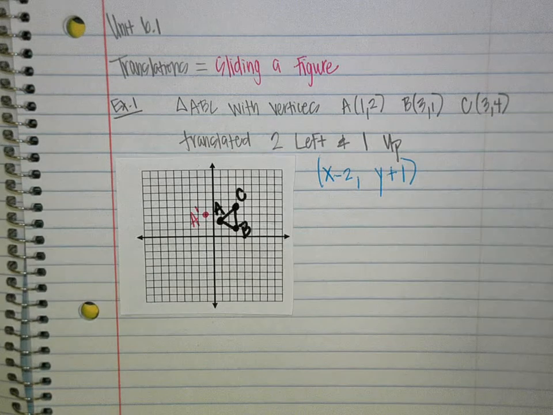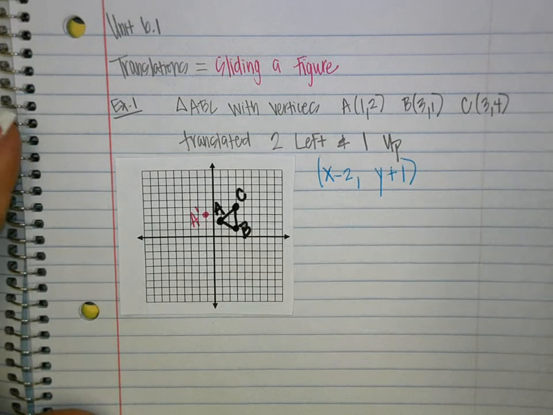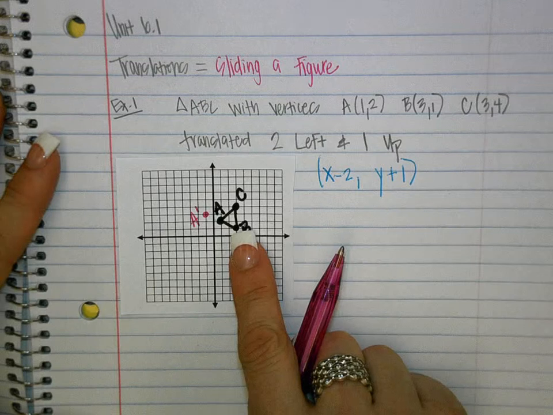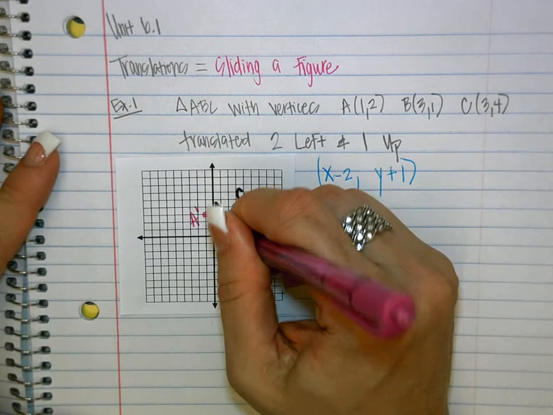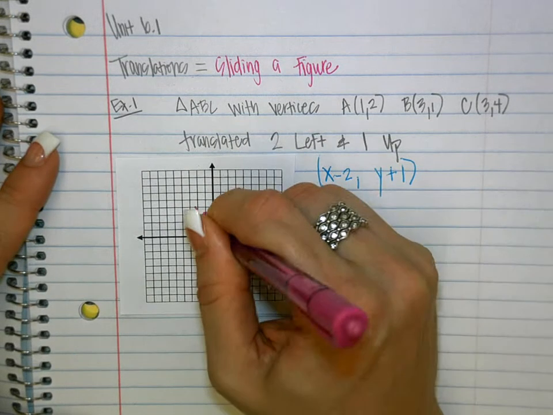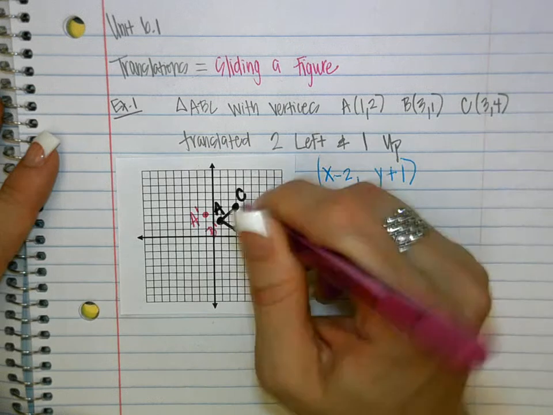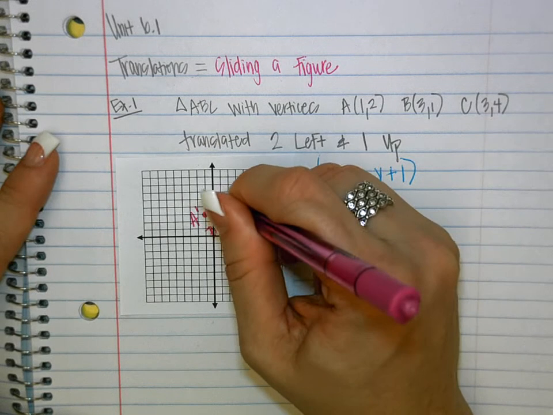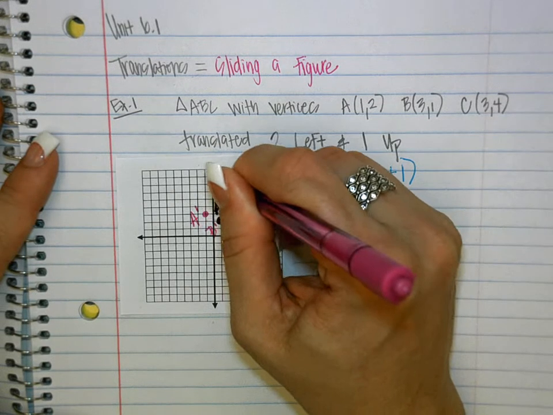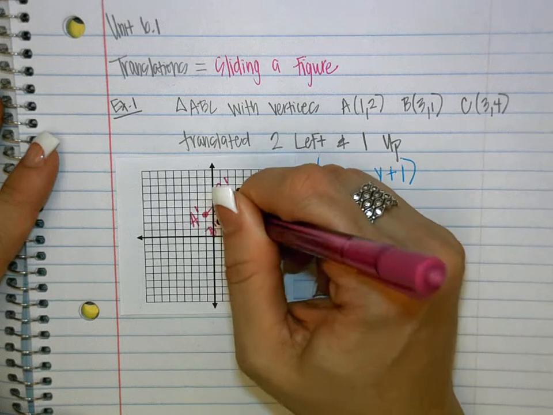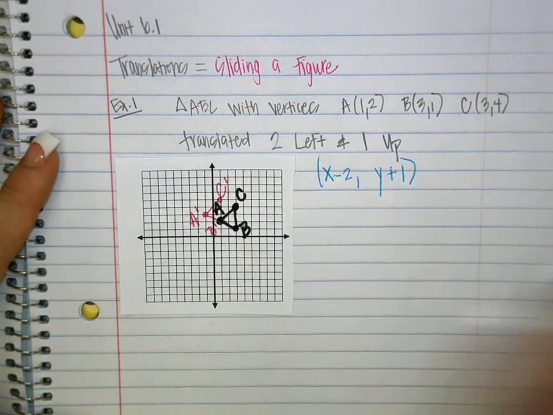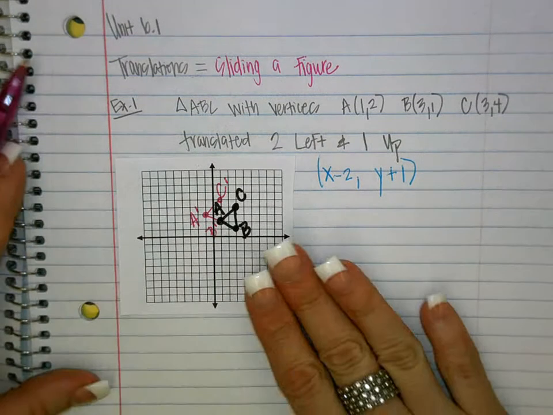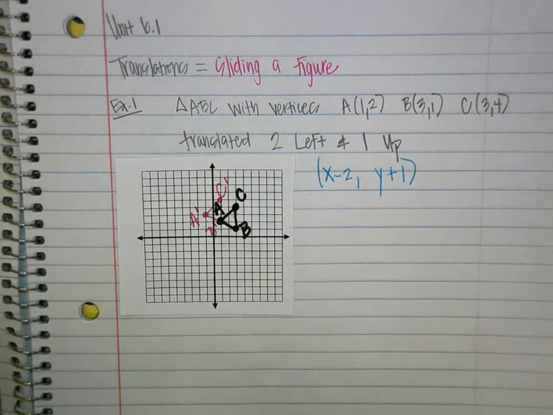A with the exponent of 1 is called A prime. Those have to be labeled. B, same thing. Move 2 to the left and 1 up. That's your B prime. And C, same thing. 2 to the left, 1 up. That's your C prime. Then you can connect these dots. So this was translated, or it slid over. Remember, with translations, it does not change the shape, does not change the size at all.